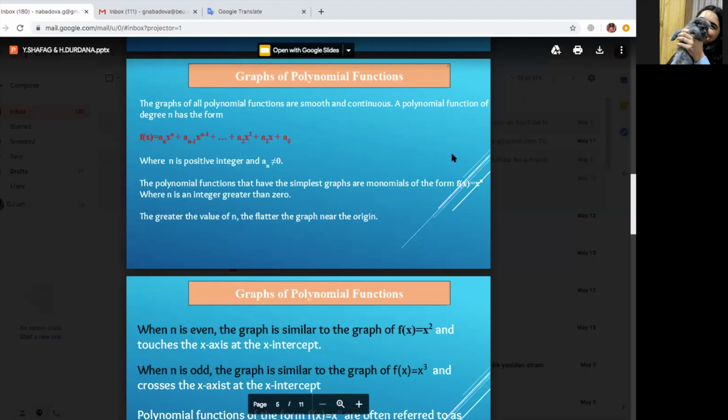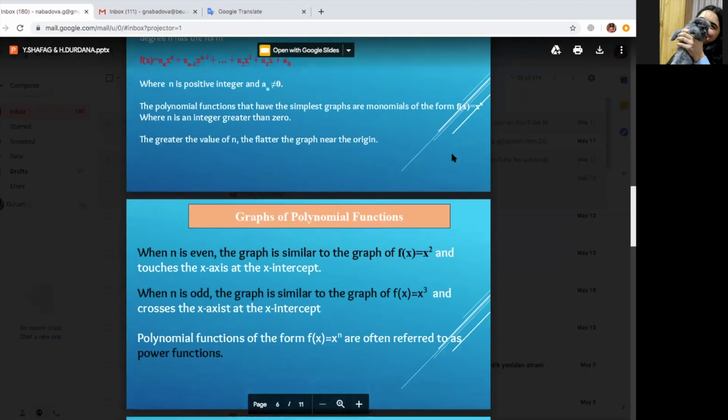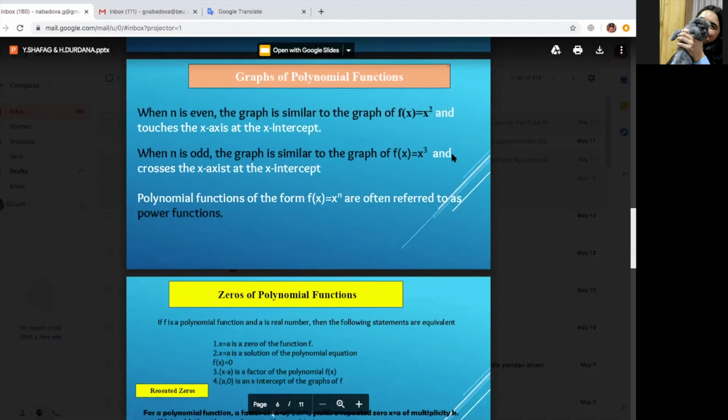The polynomial functions that have the simplest graphs are monomials of the form f(x) = x^n, where n is an integer greater than 0. The greater the value of n, the flatter the graph near the origin. Next slide.